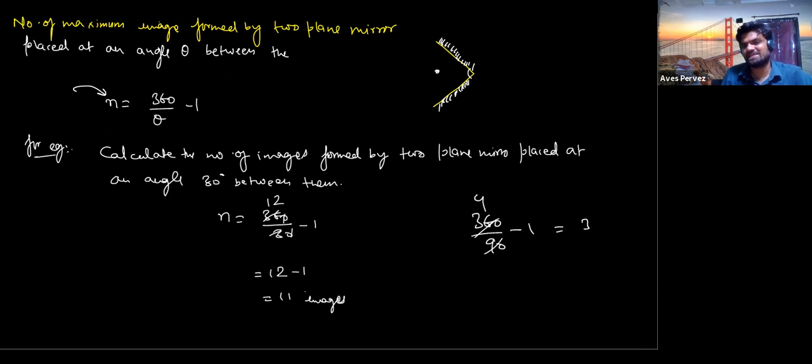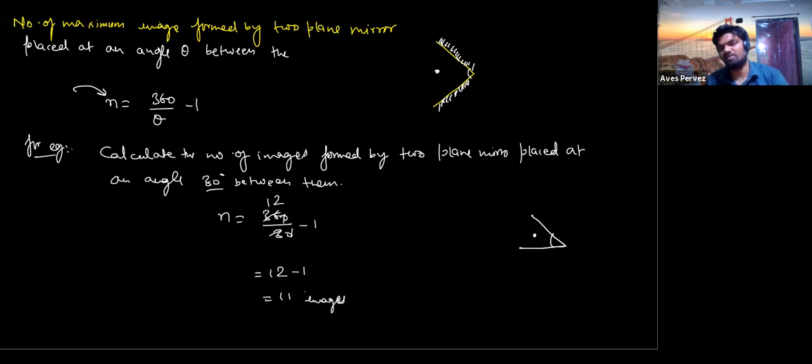So a maximum of 3 images can be formed of an object when two mirrors are inclined at an angle of 90 degrees. And if the mirrors are inclined at an angle of 30 degrees, means if we have two mirrors inclined at 30 degrees and we put the object, then the number of images that can be formed is 11. Okay, so please also copy this one. This is also an important statement.